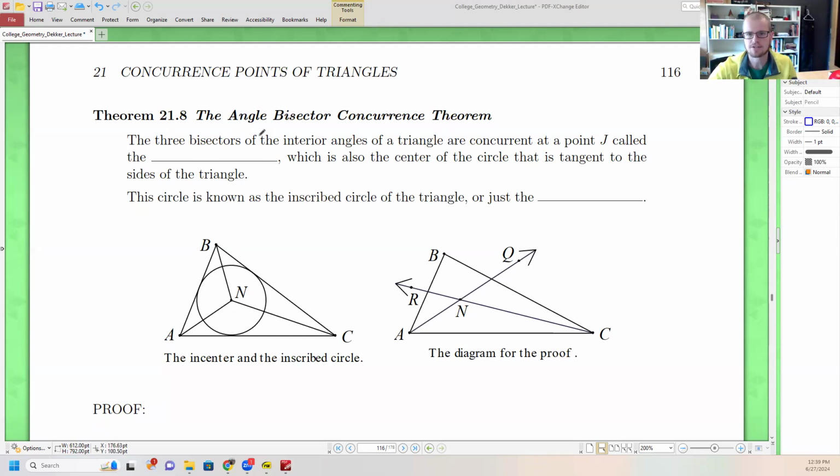The three bisectors of the interior angles of a triangle are concurrent at a point J called the incenter.